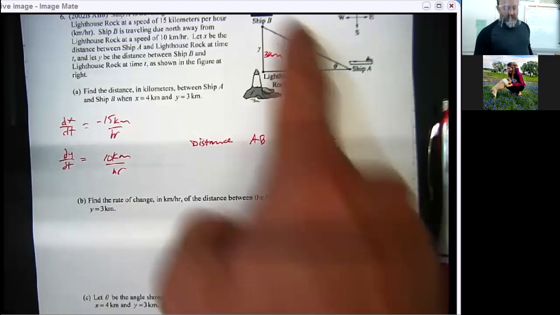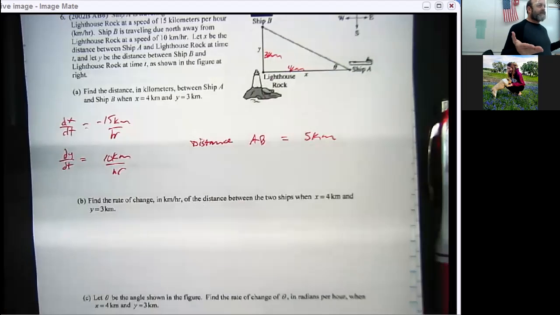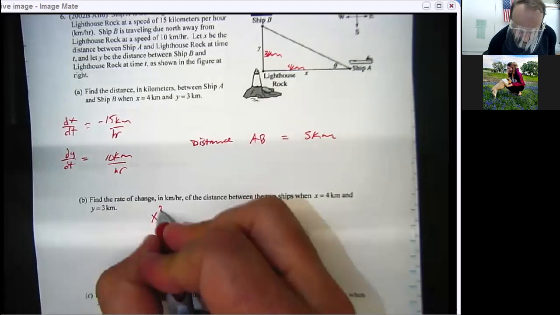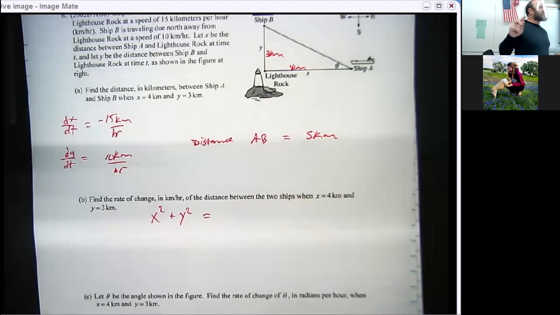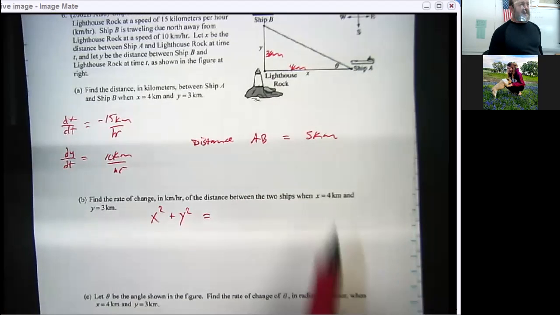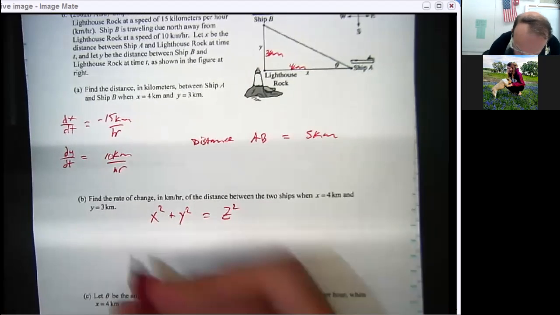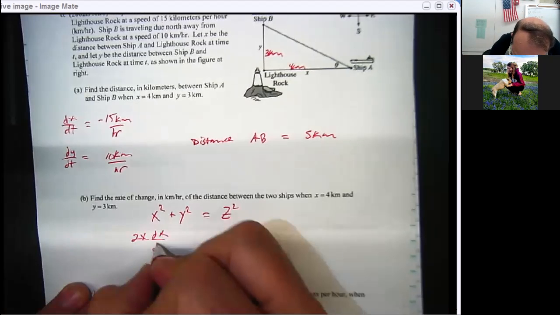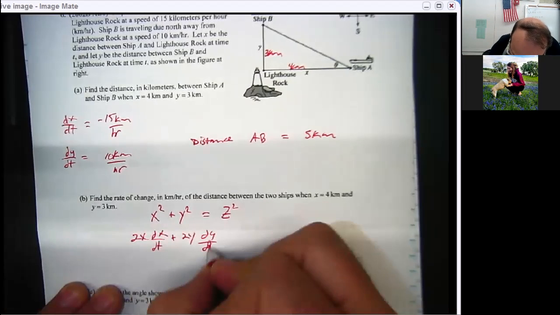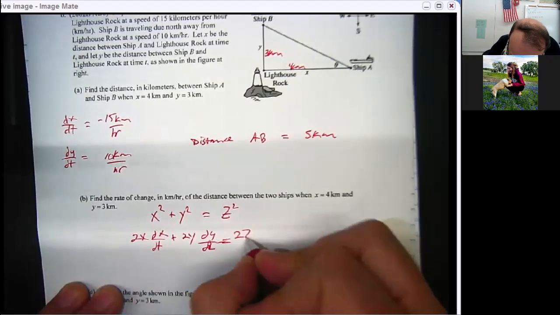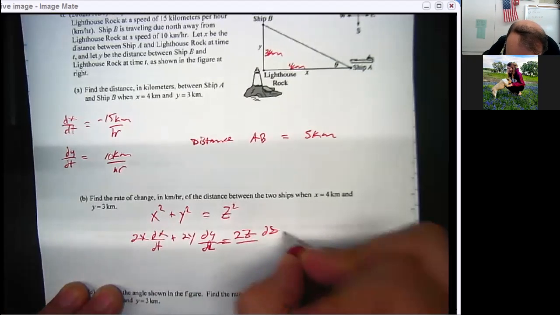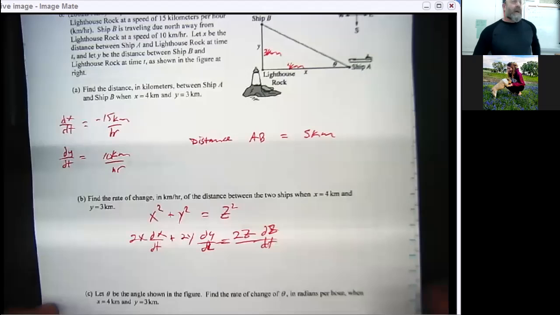So if we want to find this distance, will we in fact use the Pythagorean theorem? Absolutely. So we're going to write x squared plus y squared equals, what should we call that distance? You want to call it z? I'm good. z squared. So this would be 2x dx/dt plus 2y dy/dt equals 2z dz/dt. Okay, that was cool. Easy peasy. Notice anything nice?